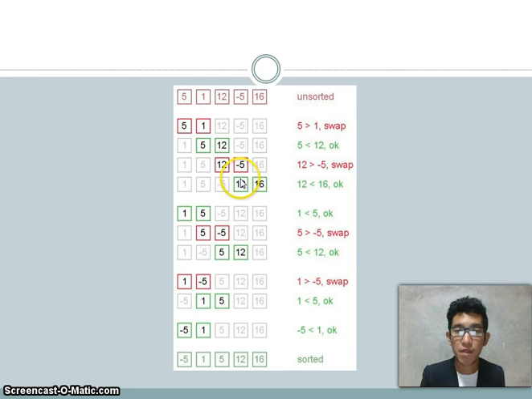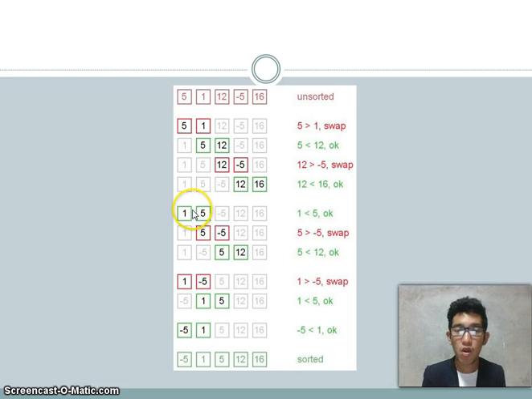So, pupunta na naman tayo sa dalawang numbers. Titingnan natin kung sorted ba siya or not. So, yung 12 at 16 is sorted. So, okay na yon. So, kapag titingnan natin yung 5 elements, hindi pa siya okay. Hindi pa siya sorted lahat.